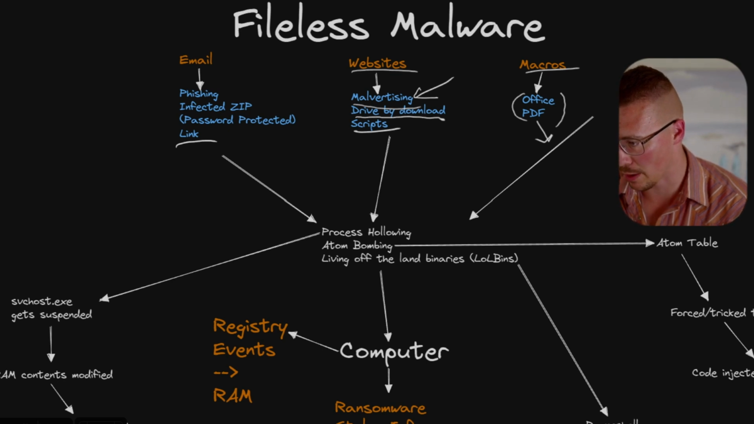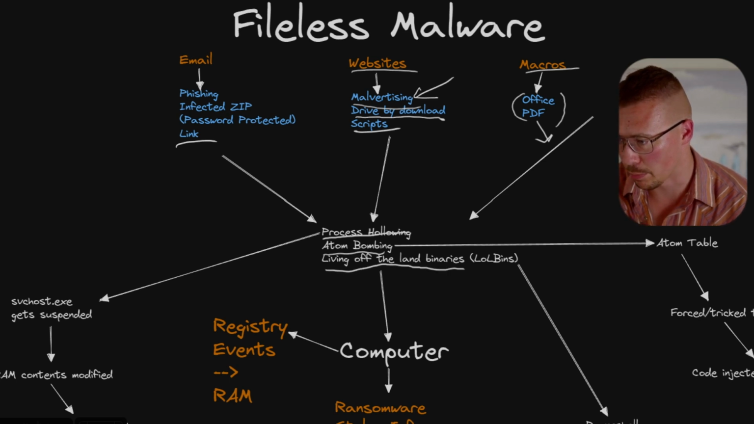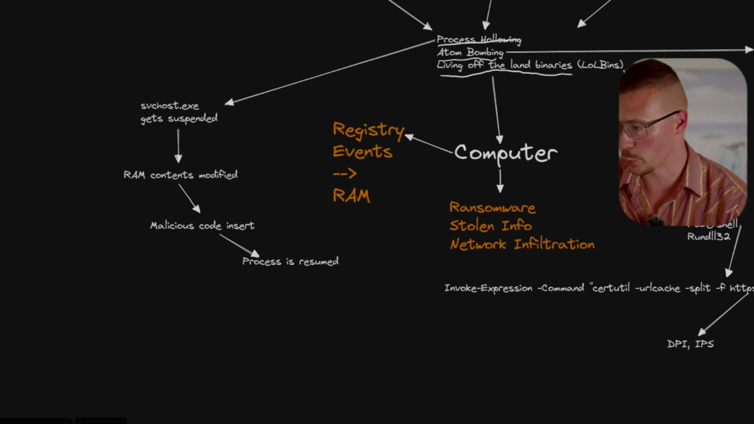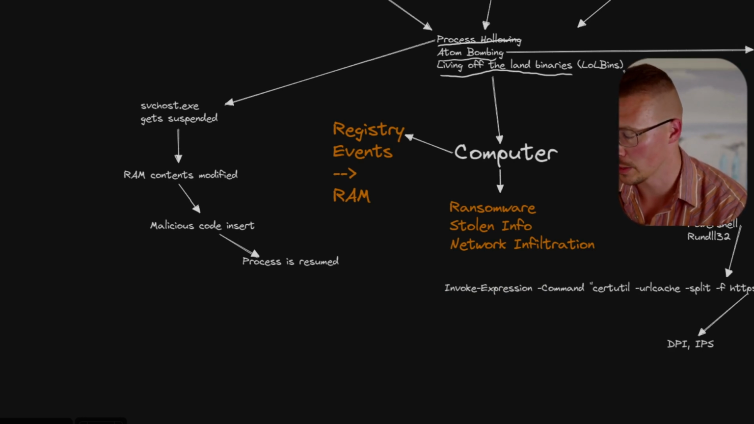So first you have process hollowing, and then atom bombing, and then what's called living off the land binaries, or lolbin. I will cover each of these briefly so you get an idea of how these work. So when it comes to process hollowing, what you'll end up seeing, and I just wrote svchost here as an example, you could have just about any process get hollowed out. This is just an example.